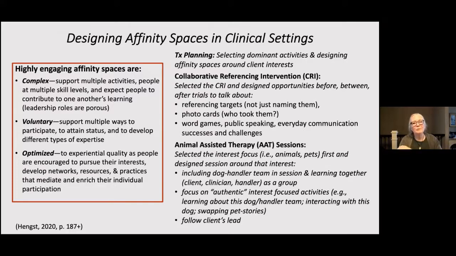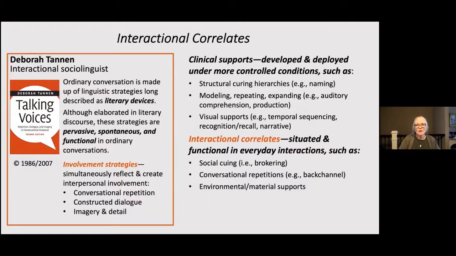In contrast, with the animal-assisted therapy session, we selected the interest first, animals and pets, and then designed the sessions around that interest, including the dog handler team in the session and learning together as a group about the dog, focusing on authentic, interest-focused activities, such as ways of interacting with the dog and swapping pet stories, and more importantly, following the client's lead.